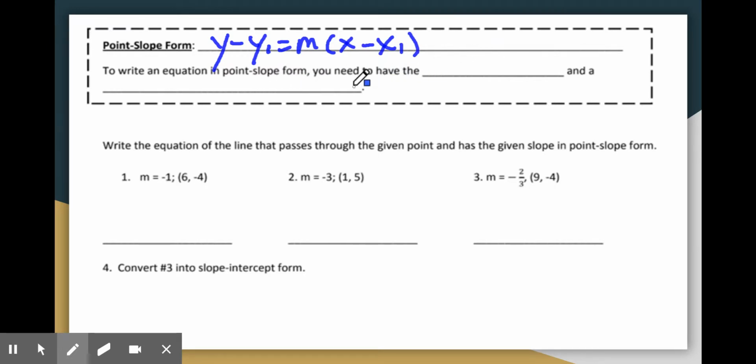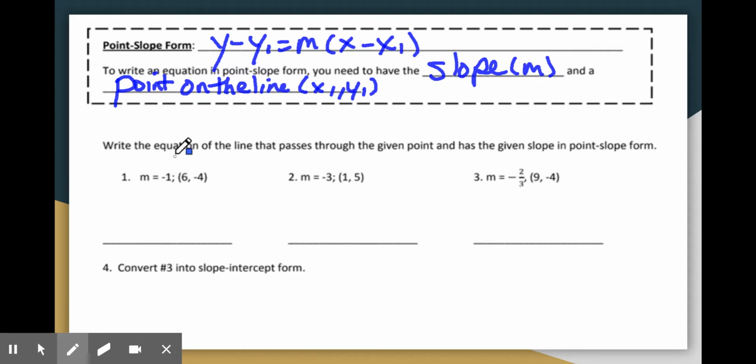So to write an equation in point slope form, you need to have the slope. Okay, so the slope is m, and you need to know a point on the line, and the point is going to be the x1, y1. All right, so now if you remember from point slope form when we graphed, the slope was always the same, but the point was always opposite of what you had in the form. So let's review where that comes from.